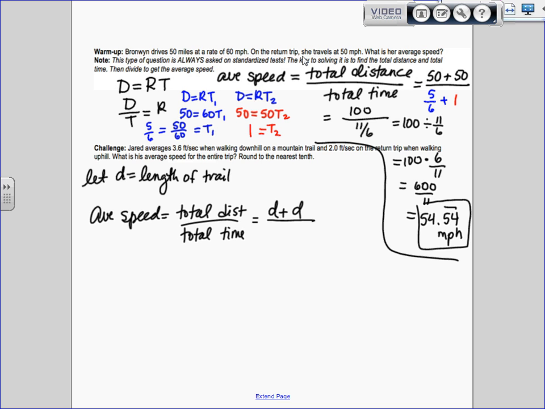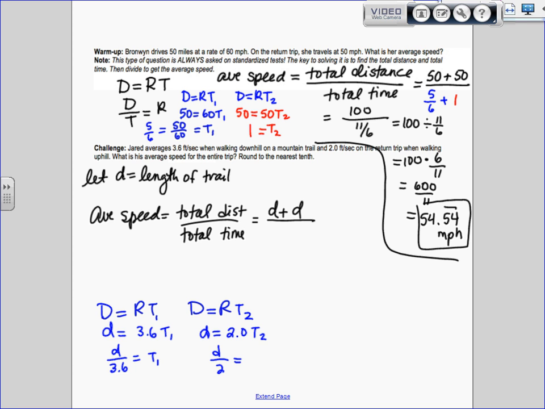And his total time, remember, that's when we do our d equals r times t1, d equals r times t2. So we have our distance, little d, equals our rate, which was 3.6 times t1. So d over 3.6 is t1. And d equals 2.0 times t2. So d over 2, or 2.0, is equal to t2. So we put those in here for our total time. D over 3.6 plus d over 2.